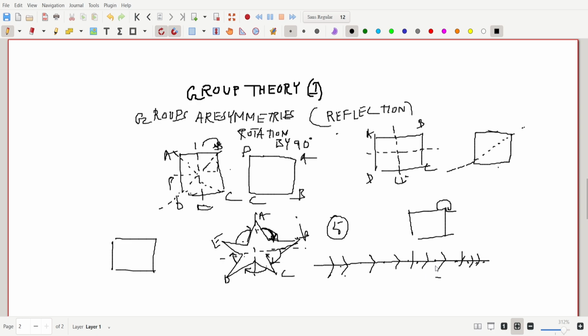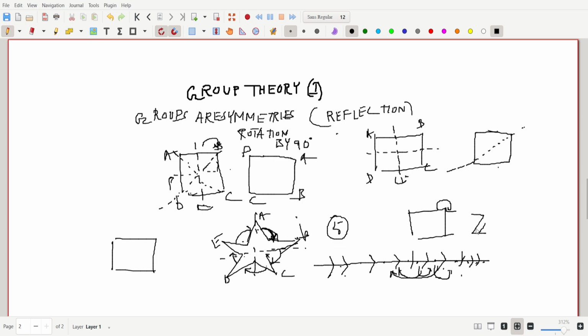The only way we can do it is that we can shift these points by one place, or we can shift this point by two places, or three places. Or we can also shift it backward by one place, or backward by two places. Like this, you can continue. So that basically amounts to Z symmetries.